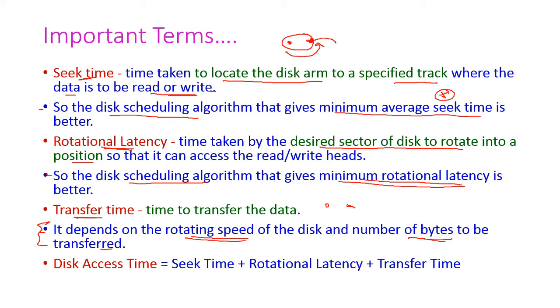And the last one is disk access time. Disk access time is the sum of all these three things, that is seek time plus rotational latency plus transfer time. The sum of all these things forms the disk access time.